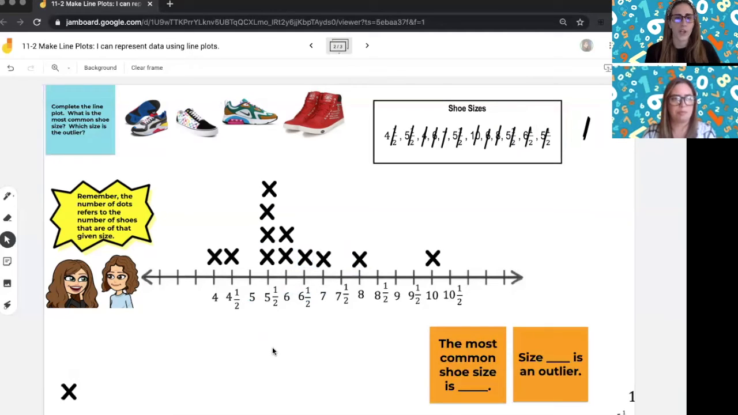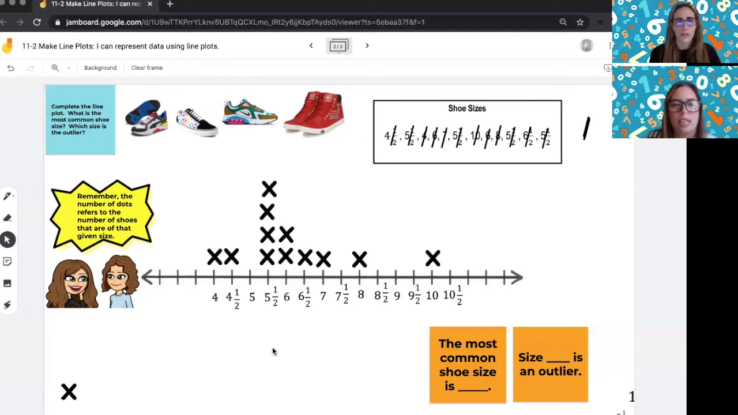Great. So we go back to the question. It's asking, what is the most common shoe size? Again, I'm seeing a keyword, common. Can you remind us what that means? Yeah, so common would be the shoe size that we see most often. What do most people have out of all the people in the data? So remember that the number of X's refers to the amount of people that have that shoe size.